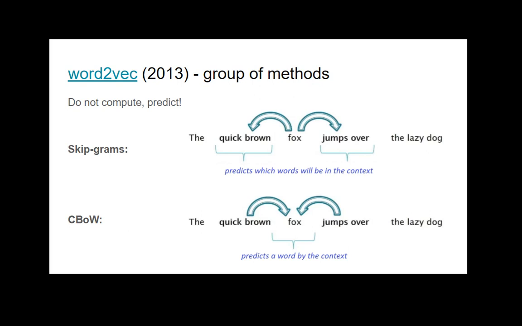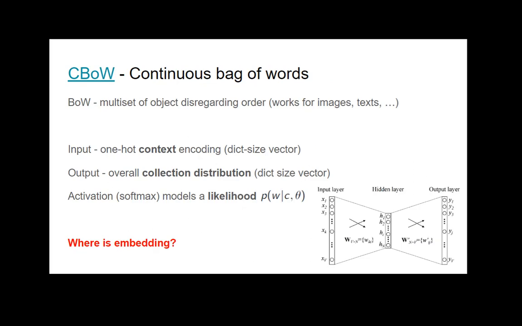The other approach is vice versa. You have the context, and this context helps you to predict what should be in this context. So what are the details of these two approaches?